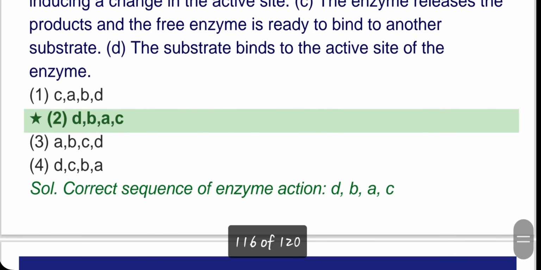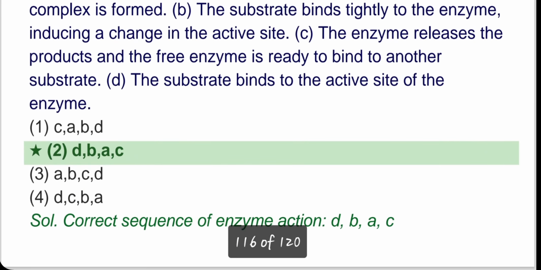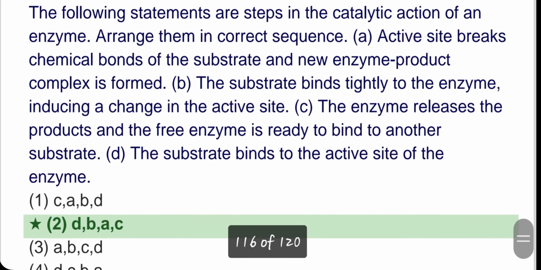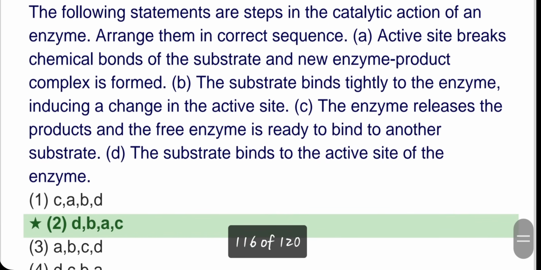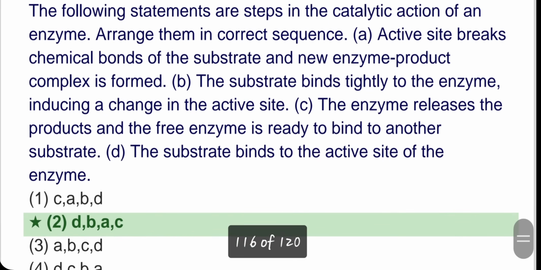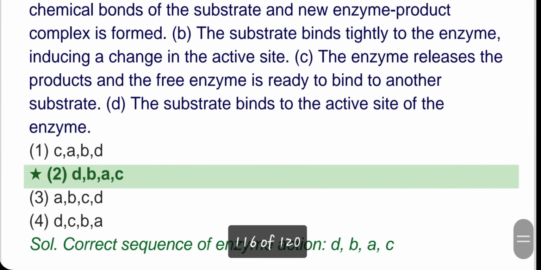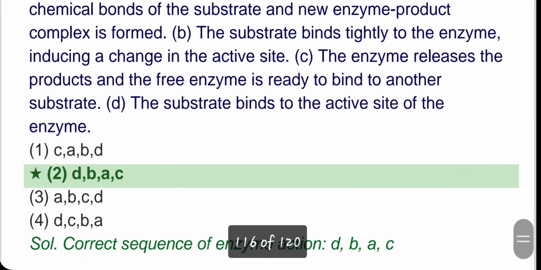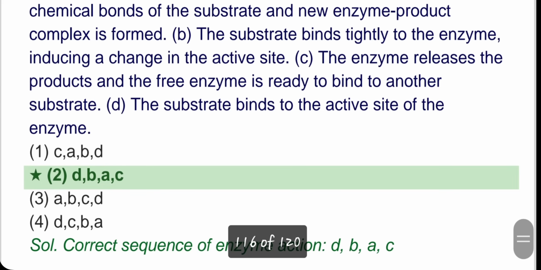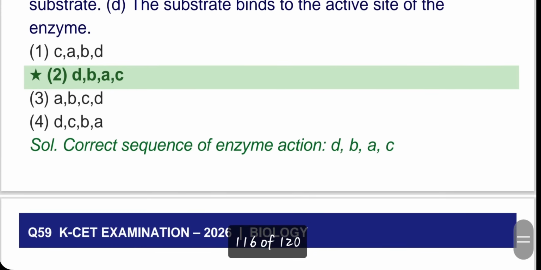Correct sequence of enzyme action is: substrate binds to the active site of the enzyme. The substrate binds tightly to the enzyme, inducing a change in the active site. Active site breaks chemical bonds of the substrate and new enzyme product complex is formed. Last option is the enzyme releases the product and free enzyme is ready to bind to another substrate. Again, you can see an arrange them in proper sequence question. So DBAC is the correct option.